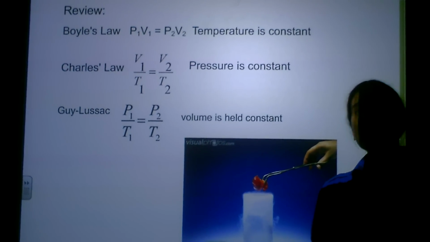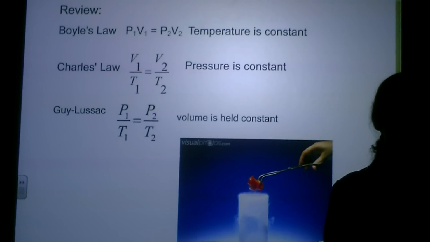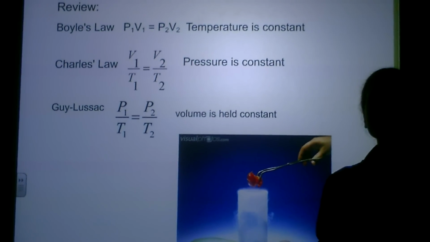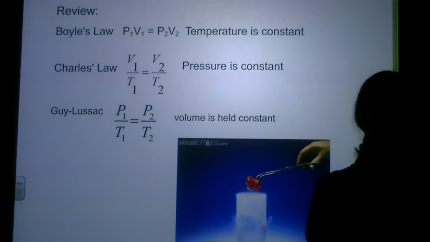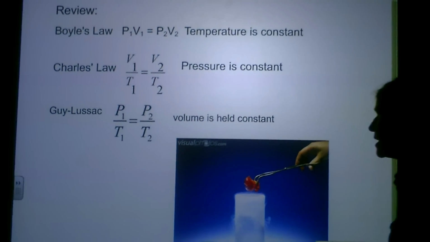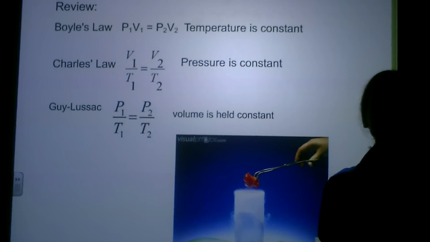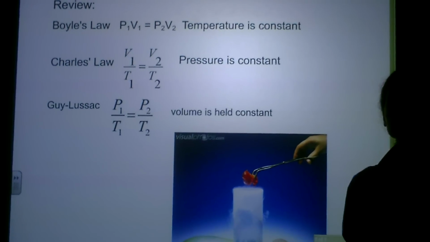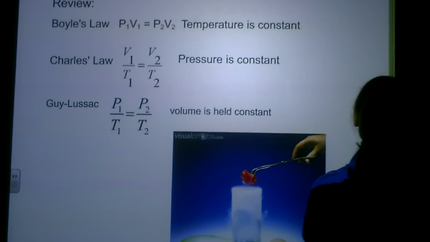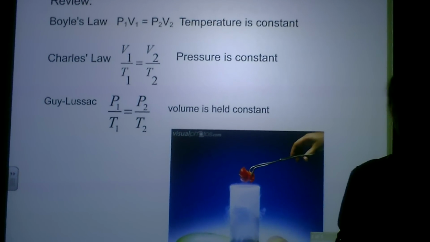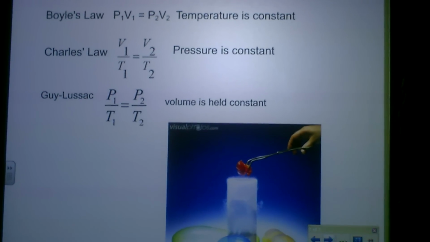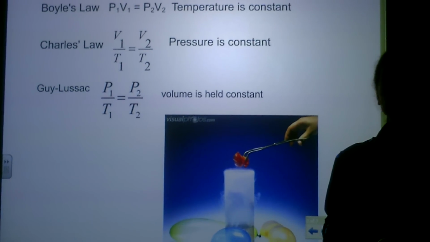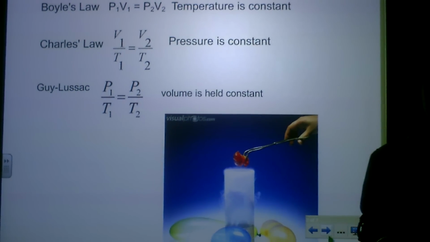Charles' law says that volume and temperature are proportional. This means that as the volume goes up, the temperature also goes up. And Charles' law holds true while pressure is constant. Gay-Lussac gave us the relationship between pressure and temperature, and that is, again, a proportional relationship where when pressure goes up, temperature goes up. And Gay-Lussac's law holds true when volume is constant.